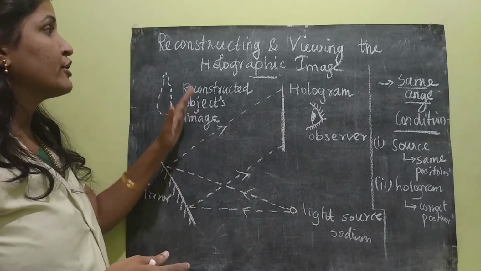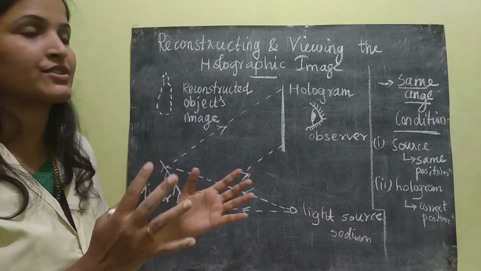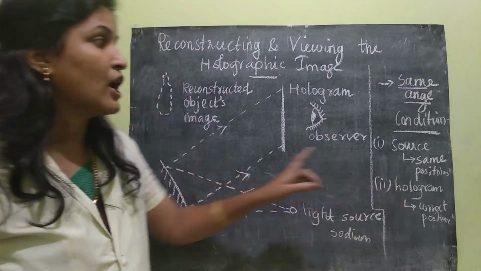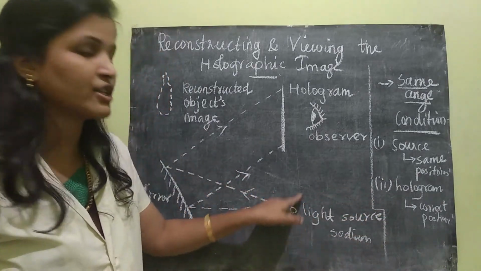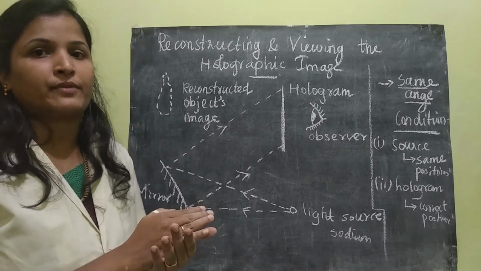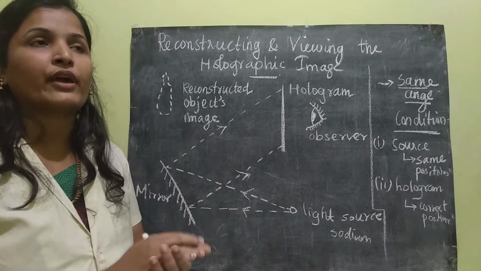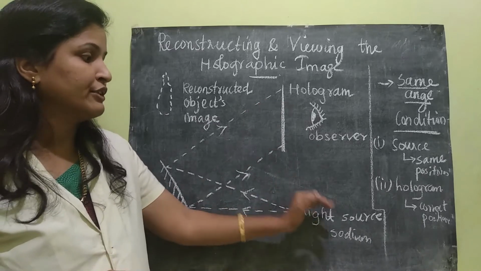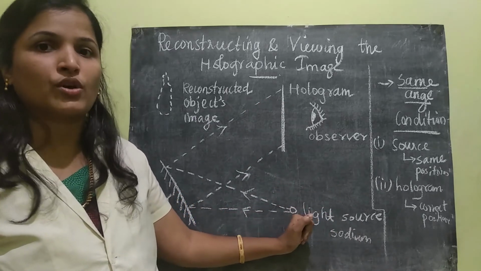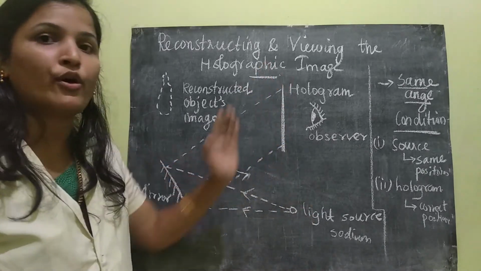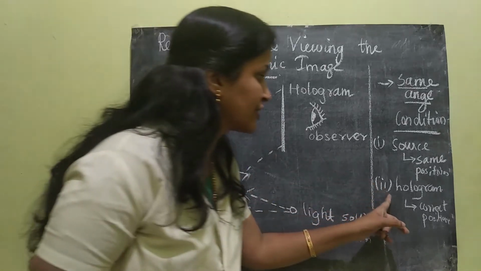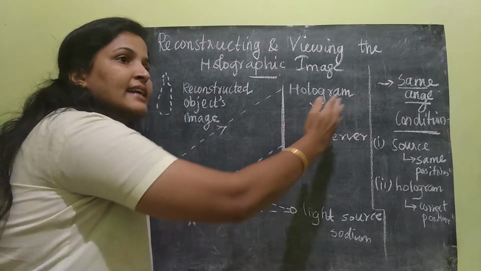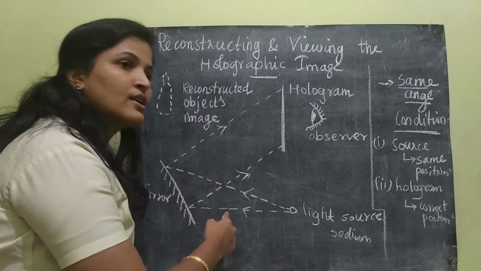In order to have a good holographic reconstruction, we should follow two conditions. The first condition is the reference source, the reconstructed source, should be in the same position as the recorded one. During recording, in whatever position the laser source is placed, in the same position we should place the reconstructed source also. Then only we can achieve a good reconstruction. The second condition is that the hologram should be in the correct position. As I already said, the hologram should be adjusted in order to achieve the same angle.